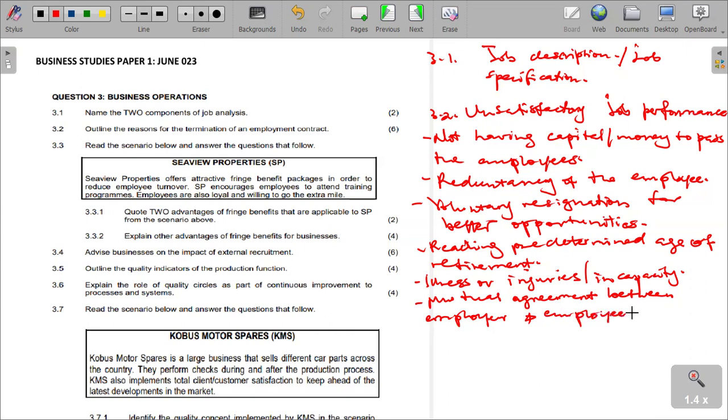Is to say both of them, they can just say, no, let's agree that the position, or there is no more position for this post. Question.